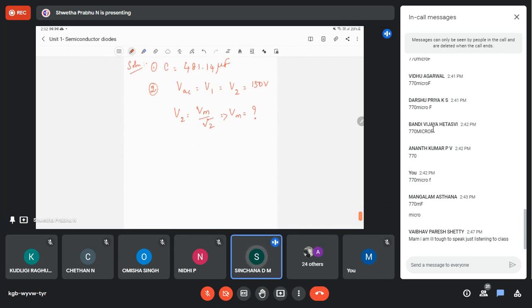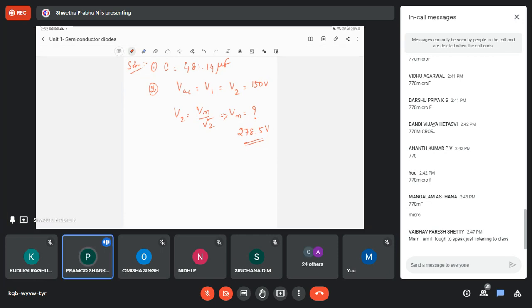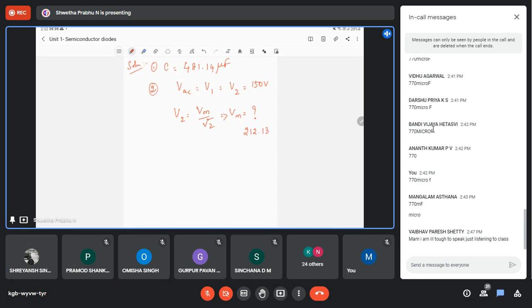So once you find Vm, is it 278.5 volts? Is this the Vm value? 212.13 volts. Yes, ma'am, 212.13 volts. Okay, fine.